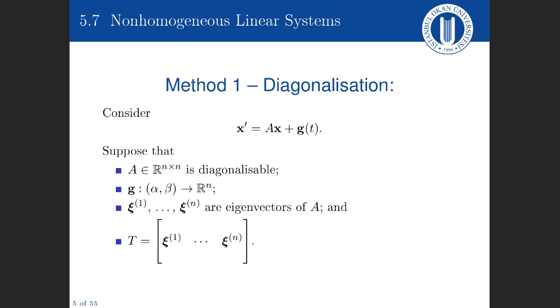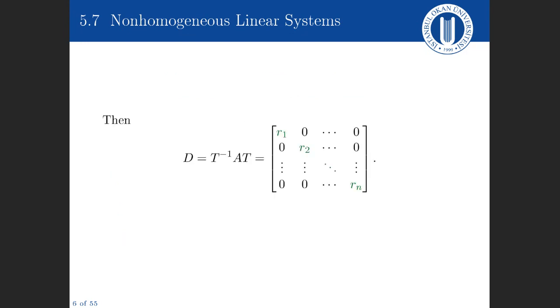Xi1 up to Xin are going to be the eigenvectors of capital A, and capital T will be the square matrix where the first column is the first eigenvector, second column is the second eigenvector, etc. Because the matrix is diagonalizable, we know that the eigenvectors must be linearly independent, and therefore capital T must be an invertible matrix. And then we recall from our linear algebra course that T inverse AT will be a diagonal matrix, not just any diagonal matrix, but a diagonal matrix where the numbers on the main diagonal are the eigenvalues of A.